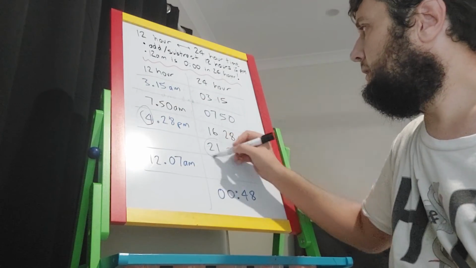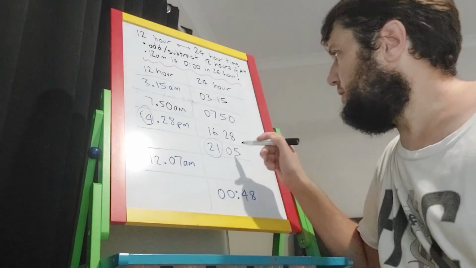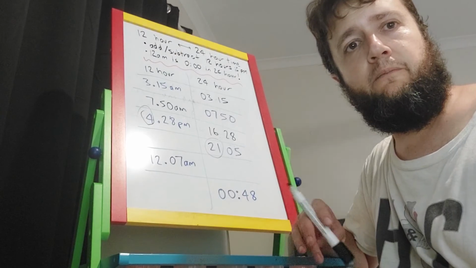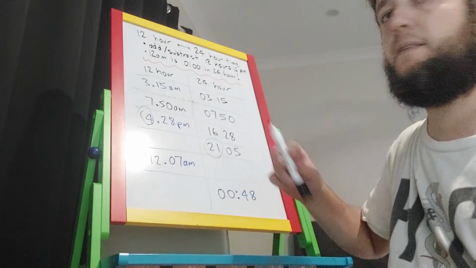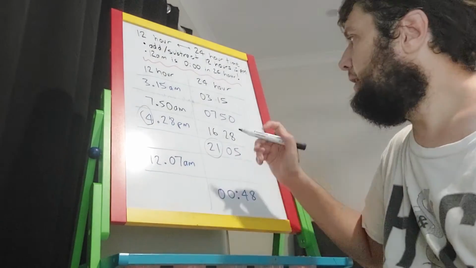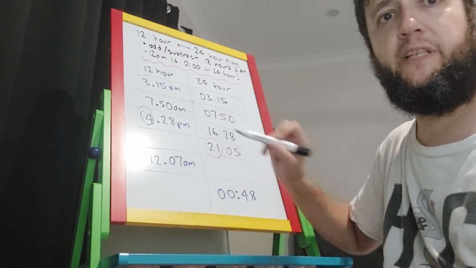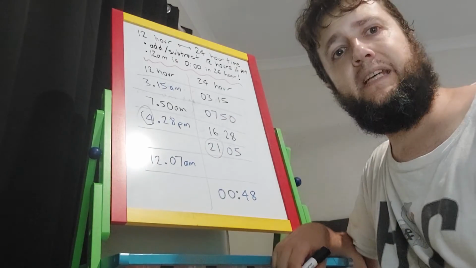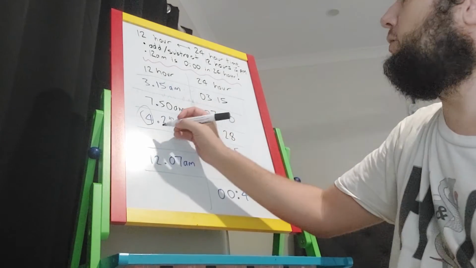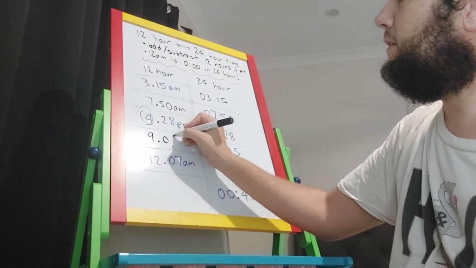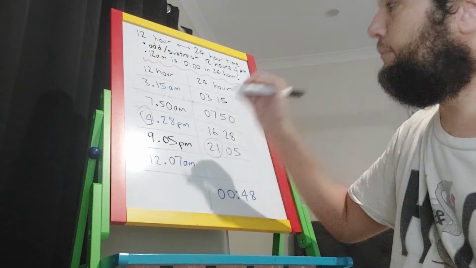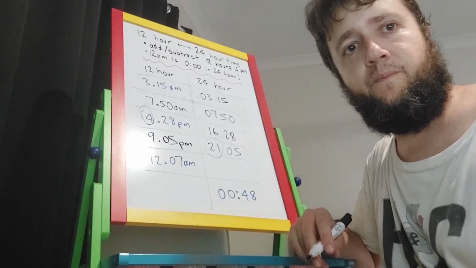Now here, it's more than 12. This one's in 24-hour time. It's more than 12, so it's in the afternoon. It's past 1200. I have to take away 12 to get it over here. So 21 take away 12 will give you 9. You'll end up with 9:05 p.m. because it's in the evening.